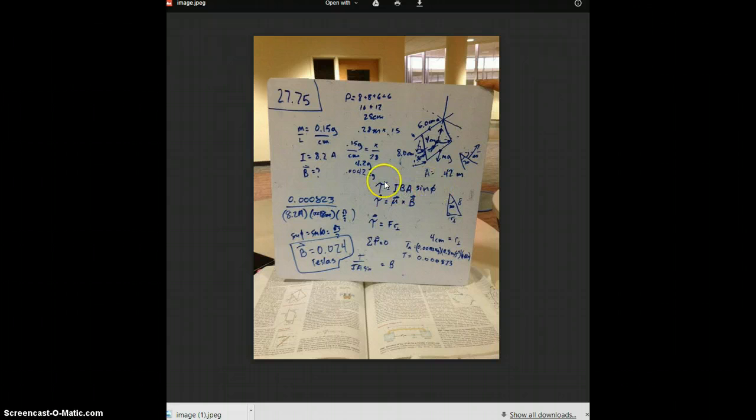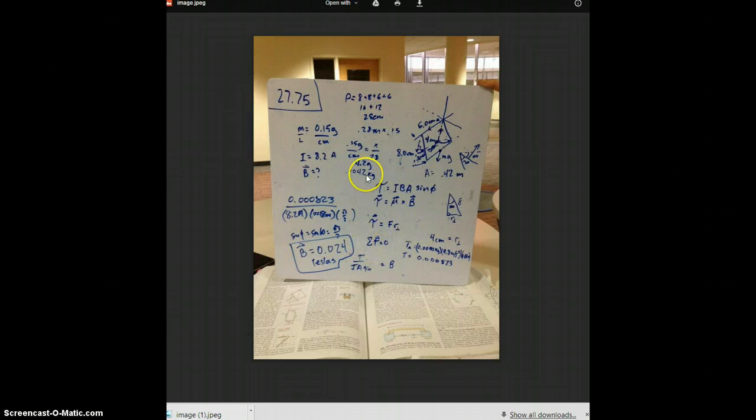So then I solved this for B, to get B equals torque over current times area times sine phi, where phi is the angle relative to the normal, which is perpendicular, so it's going to be the complement of 30.